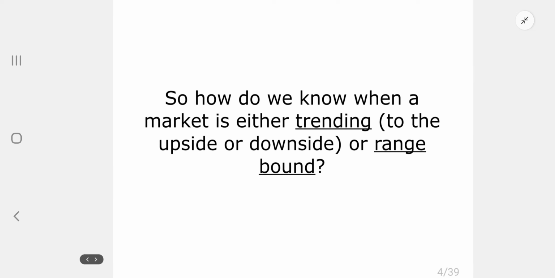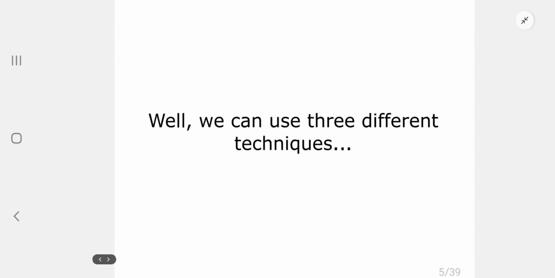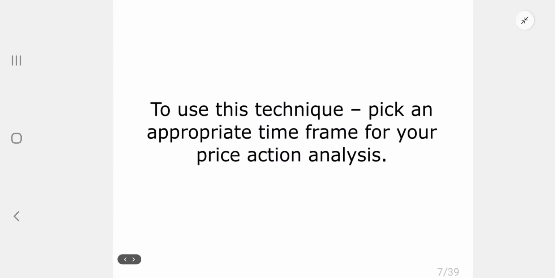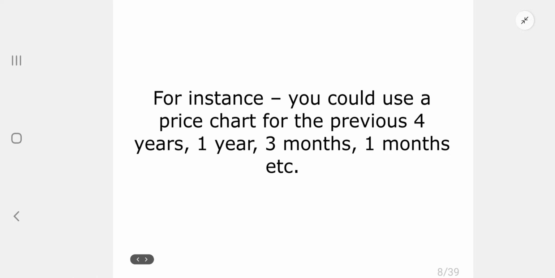So, how do we know when a market is either trending to the upside or downside or range bound? Well, we can use 3 different techniques. Technique 1, study the extremes. To use this technique, pick an appropriate time frame for your price action analysis. For instance, you could use a price chart for the previous 4 years, 1 year, 3 months, 1 month, etc.